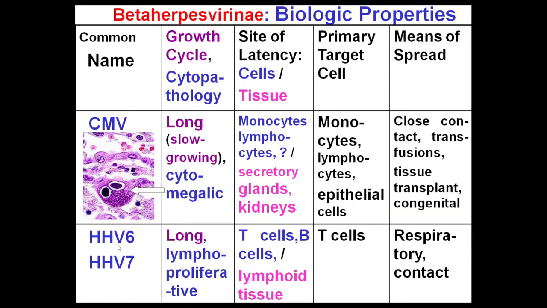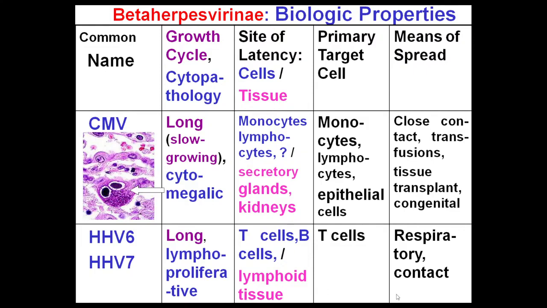This is for CMV, and HHV6 and 7 may cause lymphoproliferative disease because they are lymphotropic rather than neurotropic. So that's why we consider that the site of latency for all these viruses is secretory glands and kidney for CMV and lymphoid tissues in general for HHV6 and 7. The primary target cells are epithelial cells, monocytes, and also T cells for HHV6 and 7.